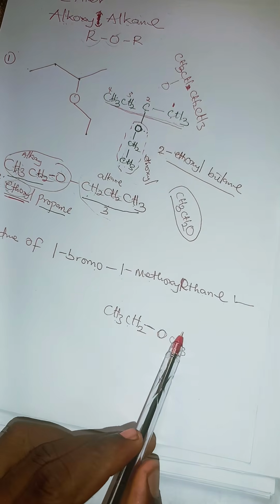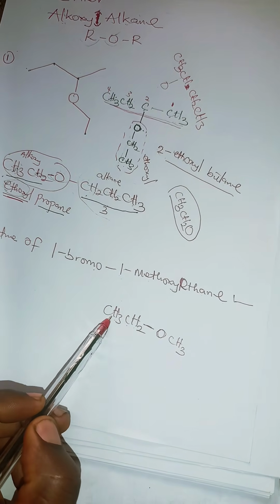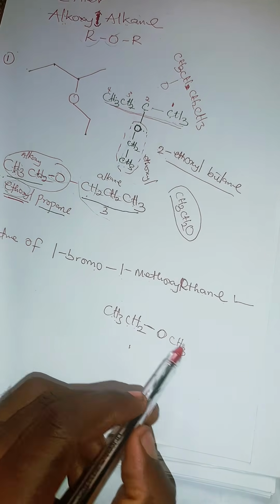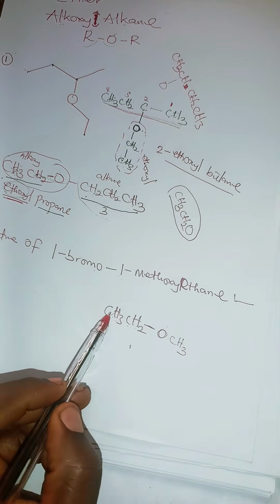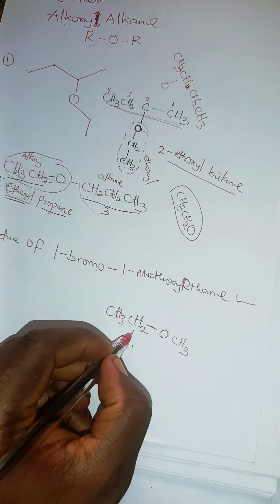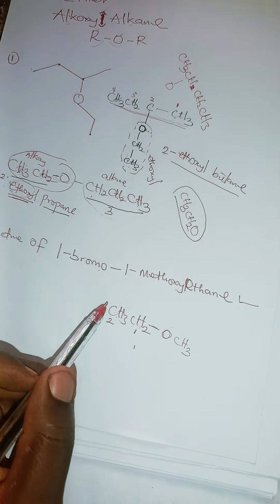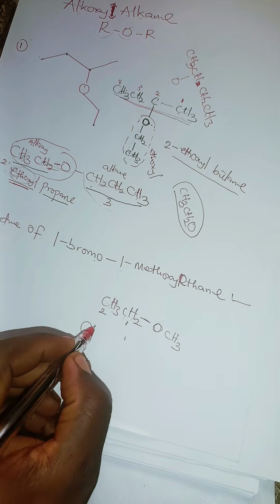So this is methoxy, 1, 2, ethane. One methoxy is attached to position number 1. This is position number 1, and this one is position number 2 of the alkane. So 1 bromo is also there, so this is going to be the answer.